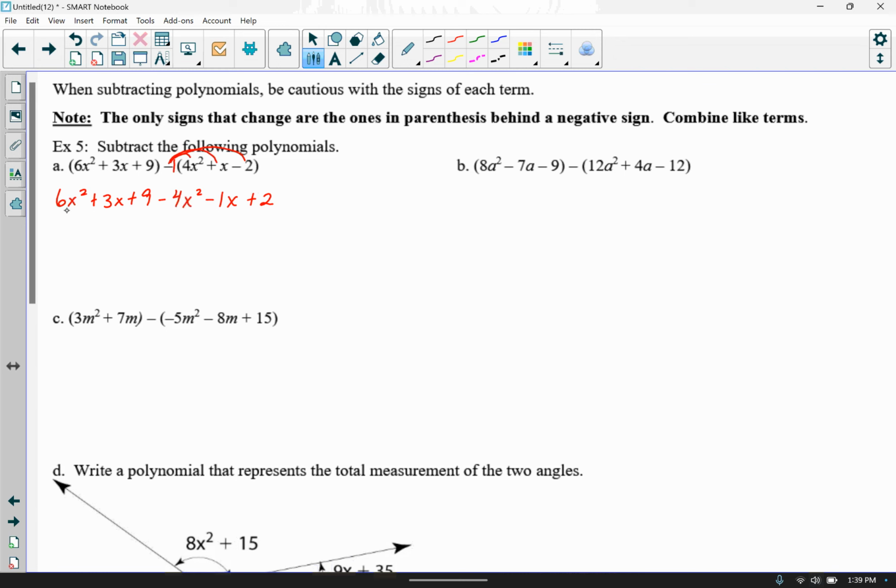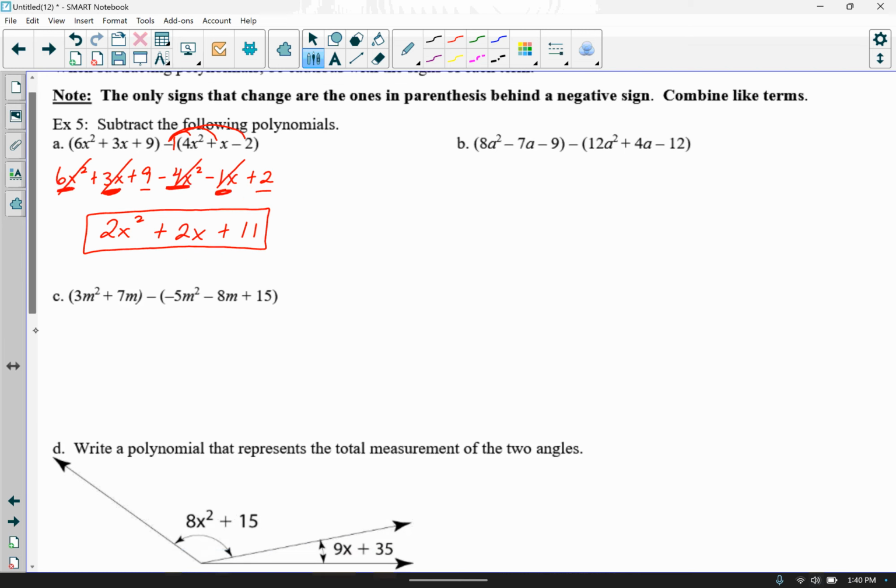Now combine like terms. So 6x squared minus 4x squared gives you 2x squared. If you want, you can mark those off. They're taken care of. Now move to your next term. 3x minus 1x, positive 2x. Mark those off. And then move to my numbers. 9 and 2, both positive. Add them. It gets you 11. Final answer. Okay. I will let you repeat that then for B and C.